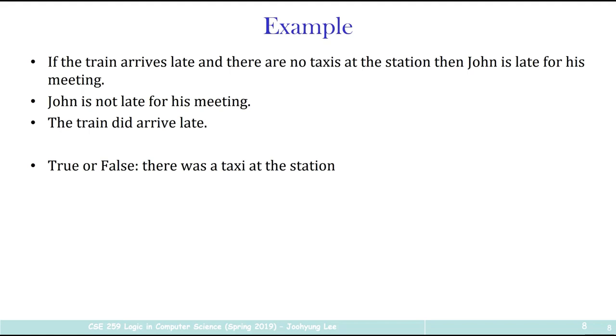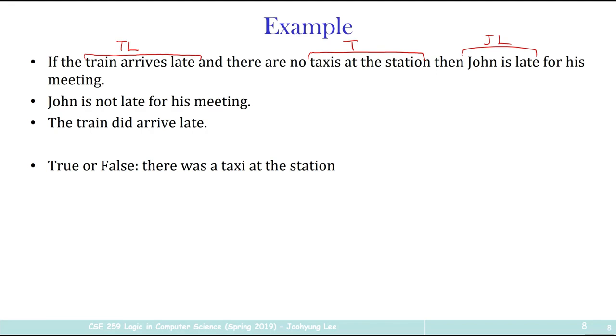Let's try to use propositional logic. We are going to introduce propositions, so let's write it as a formula. Let me denote "the train arrived late" as TL. This is an atomic sentence. And "there is a taxi at the station" as T. And "John is late" as JL.